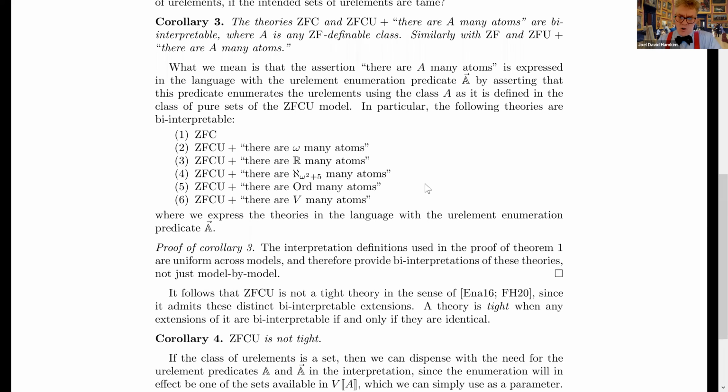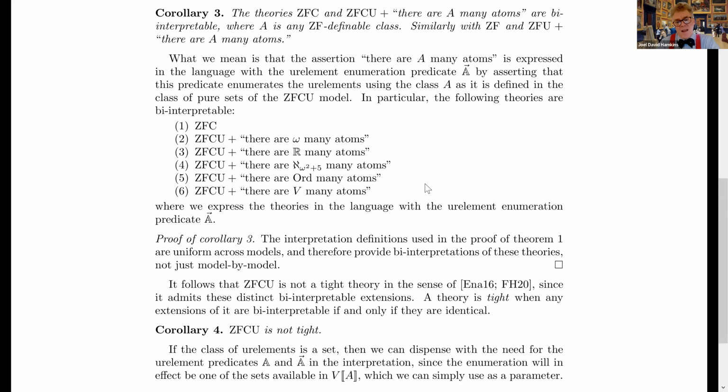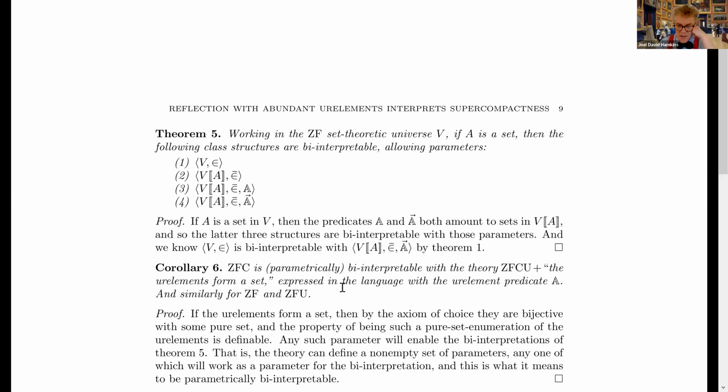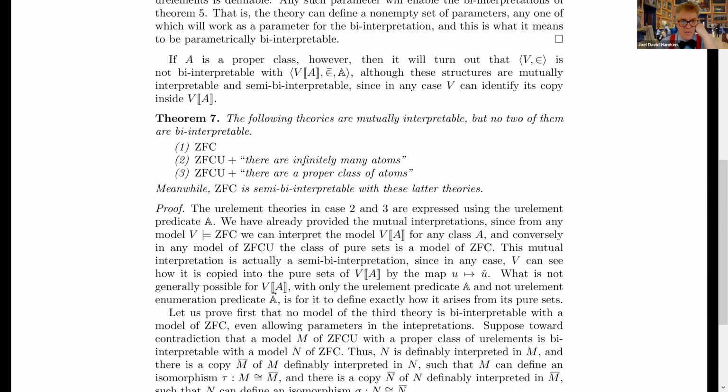But if we don't specify exactly how many atoms there are, and this gets to Andreas's point, then, for example, in Theorem 7, if I only say ZFCU plus, say, infinitely many atoms, or ZFCU plus a proper class of atoms, then this is not bi-interpretable with ZFC. This is exactly addressing Andreas's point, showing that if you want a bi-interpretation, you have to provide the enumeration with a specific class, because if you just have a theory like this, then it won't be bi-interpretable.